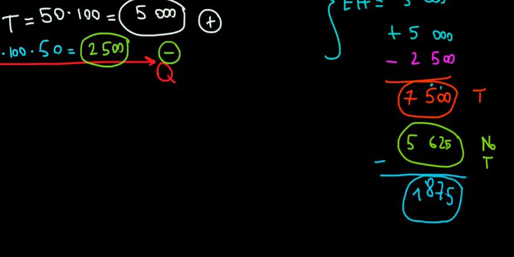So 1,875 euros. That's the difference in efficiency, meaning that the tax increased the efficiency by 1,875 euros. Hope this all makes sense, and we are done.